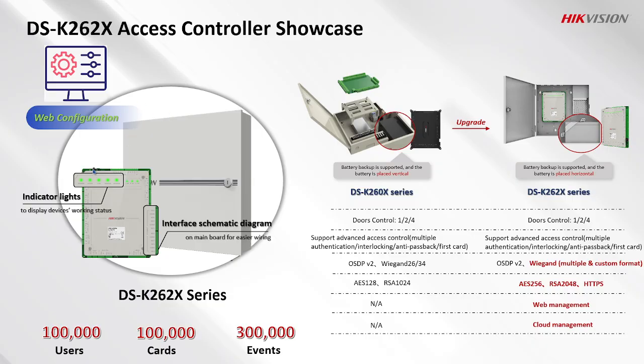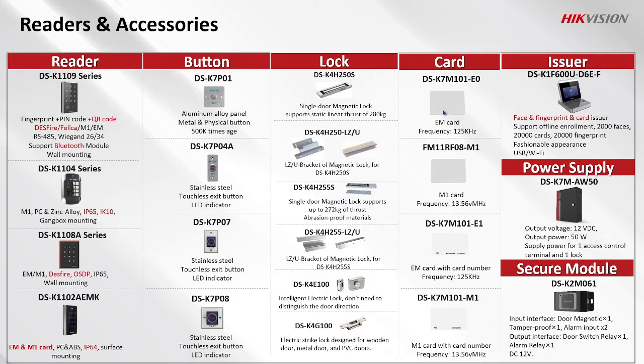Then you have the 262 terminal control panel. So this control panel supports 100,000 users, 100,000 cards, and 300,000 events. Then the readers and accessories, we have so many variations, starting from the 1109, 1104, 1108. These are just card readers. We have the buttons. These are exit buttons, both push buttons and infrared buttons. Then you have the different locks that I talked about: single door, double door, mute lock, strike lock, supporting up to even 800 kg variations.